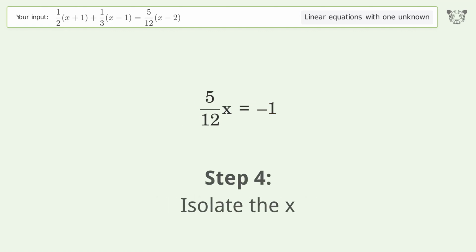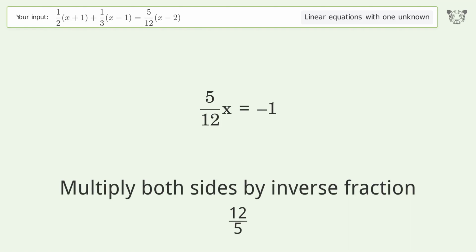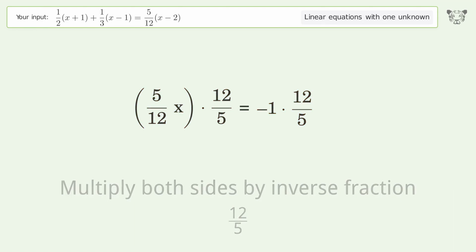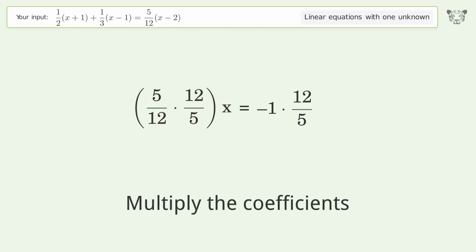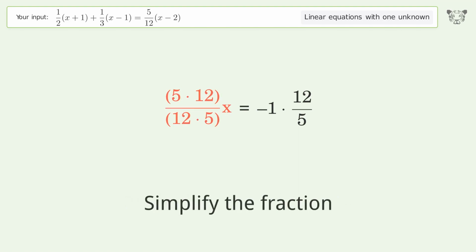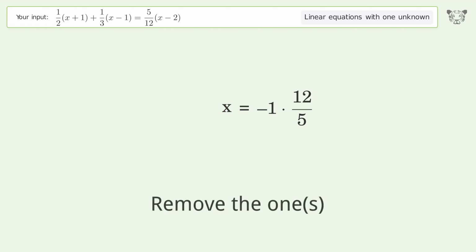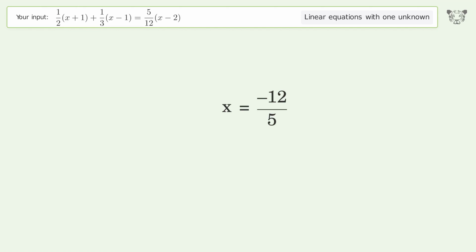Isolate the x. Multiply both sides by the inverse fraction 12/5. Group like terms. Multiply the coefficients. Simplify the fraction. Remove the ones. And so the final result is x equals -12/5.